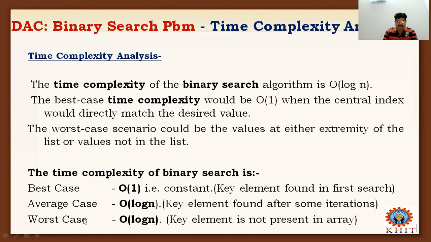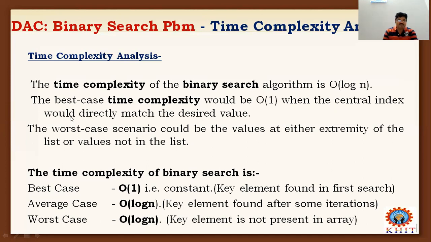And the third one is the worst case. If the key element is not present in the given array list, we cannot find the element at any cost. In this case, we can do n number of iterations, and even then you cannot get the answer. So this is the worst case time complexity. That's why the worst case time complexity of binary search is order of log n.